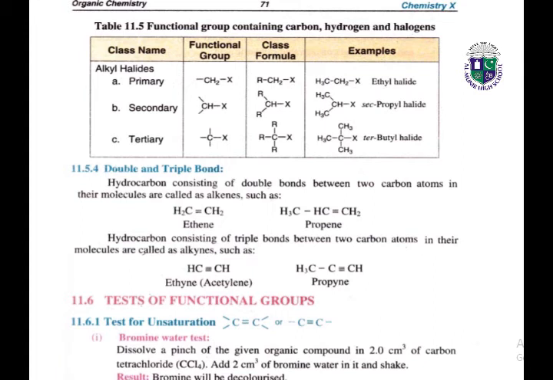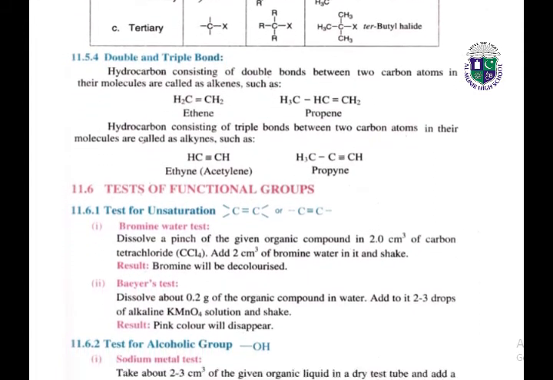Next we have the double and triple bonds. Hydrocarbons consisting of double bonds between two carbon atoms in their molecules are called the alkenes. So those hydrocarbons which contain double bonds between carbons are called the alkenes, and those which contain triple bonds between them, like ethyne and propyne, are called the alkynes.